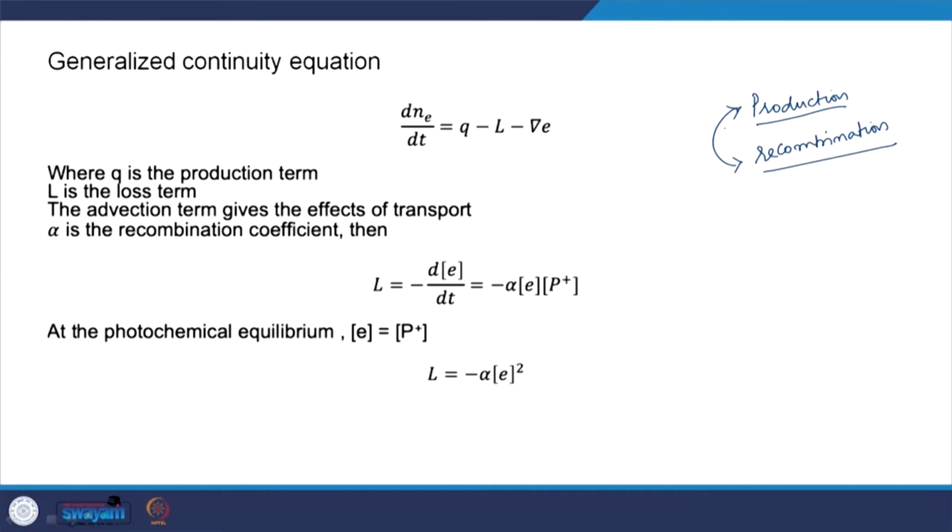If you want to write a simple continuity equation, the rate of change of electron density with respect to time can be written in terms of production, where Q is the production term, L is the loss term, and del E is the transport term.